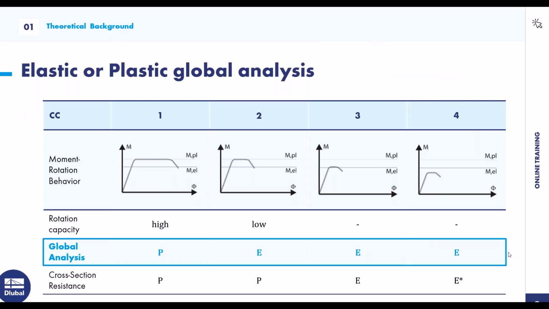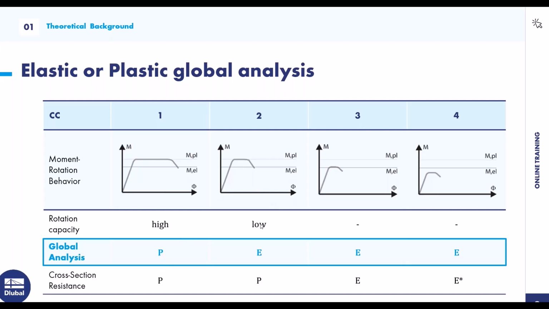Elastic or plastic global analysis. Whether an elastic or plastic calculation is possible always depends on the cross-section classes. There are 4 cross-section classes. In the first cross-section class, there's a high rotational capacity, and this allows a plastic structure calculation. Now, for example, you can consider plastic hinges, but it's not so often used in practice. And the cross-section resistance can be applied plastically.